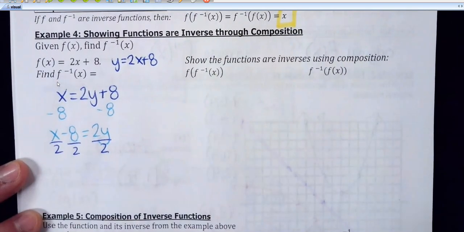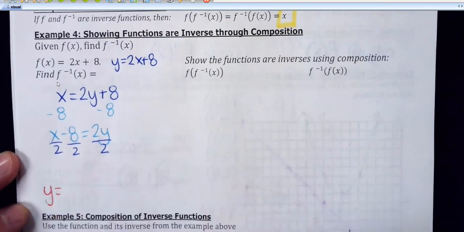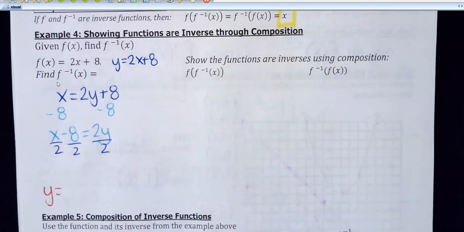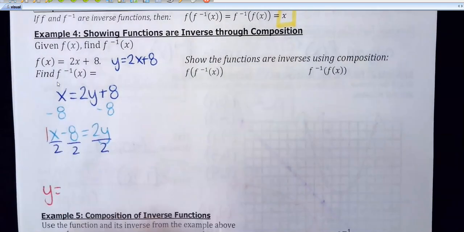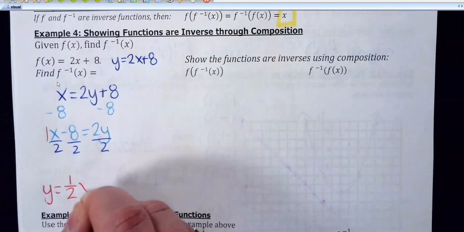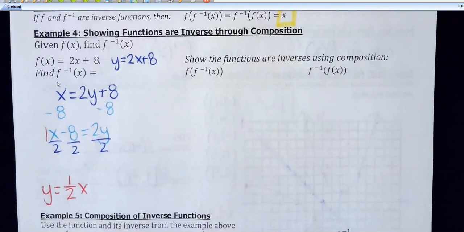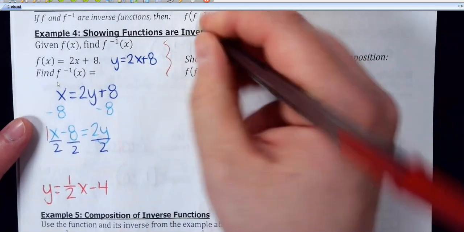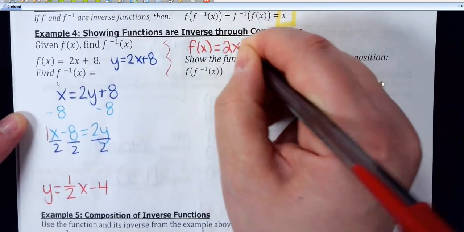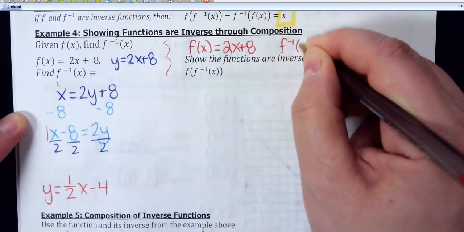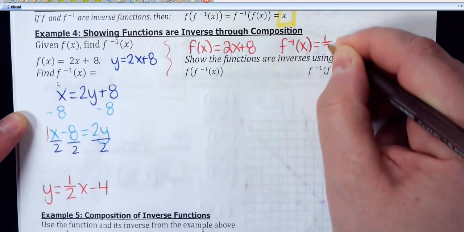Now, in terms of writing this, I'm going to go ahead and write y on the left side there. Now, if I have x over 2, would you guys be okay with me saying this is like 1x over 2? This would be 1/2 x if I kind of wanted to pull that slope to the side. And then negative 8 divided by 2 is negative 4. So that would be my inverse. All right, I'm just going to rewrite it real quick, you don't rewrite this. So f of x was the 2x plus 8, and the inverse, we just solved for that real quick, was 1/2 x minus 4.